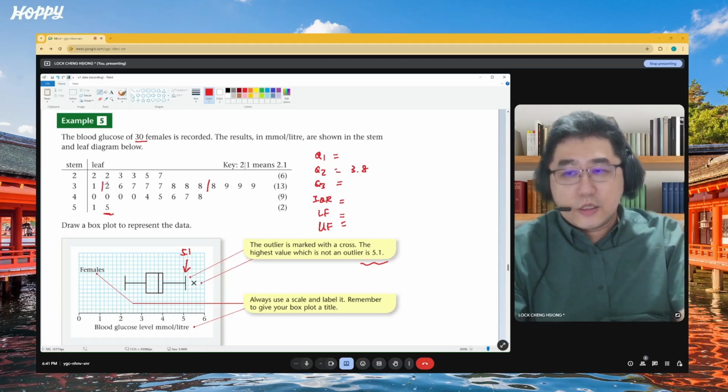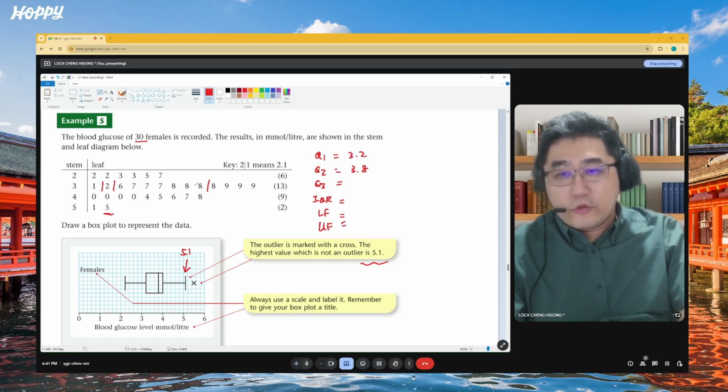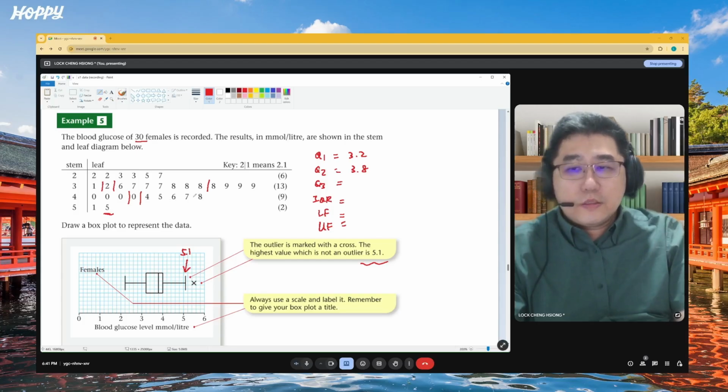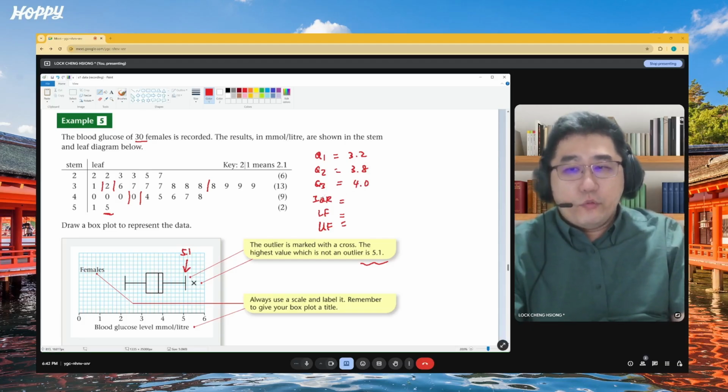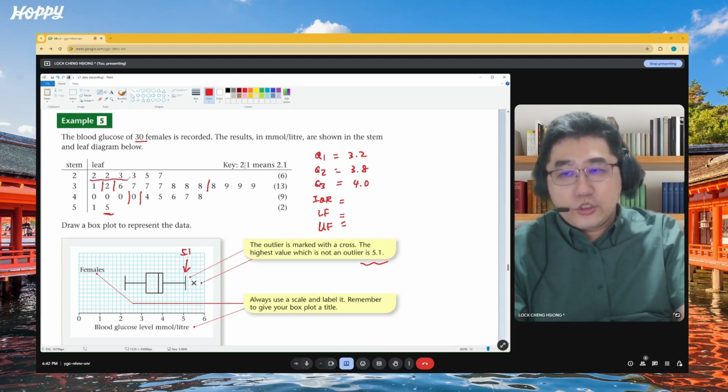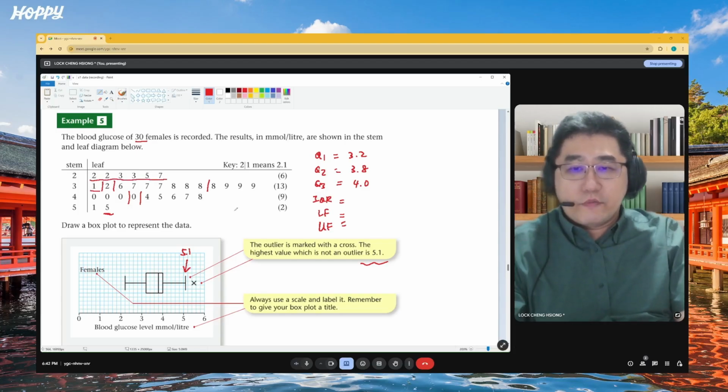So this number: 1, 2, 3, 4, 5, 6, 7. So this is Q2, 3.2? Then I have Q3: 1, 2, 3, 4, 5, 6, 7. So you can see that the numbers 3.2, 3.8, and 4.0 separate the data into 4 equal parts of 7 numbers each.